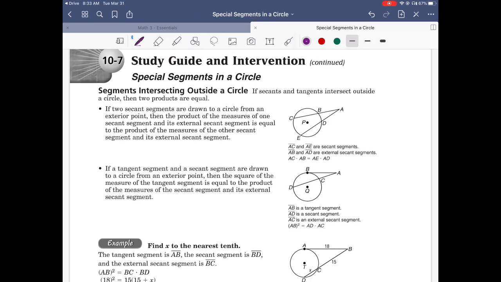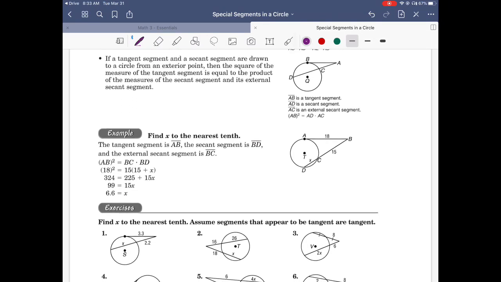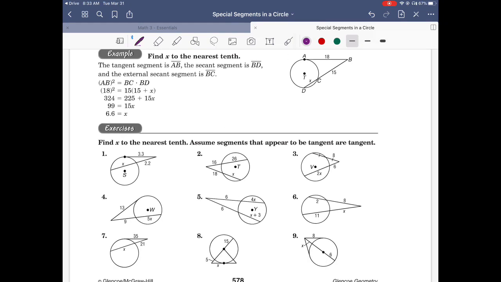Remember, secants kind of are like chords that keep going. Tangents just intersect one time. The rule for these ones, just to make it a basic rule, is outside times whole. If you can remember outside times whole, that will work for both the secants and the secant and tangent. All right. Here's an example for you if you want to look through it.